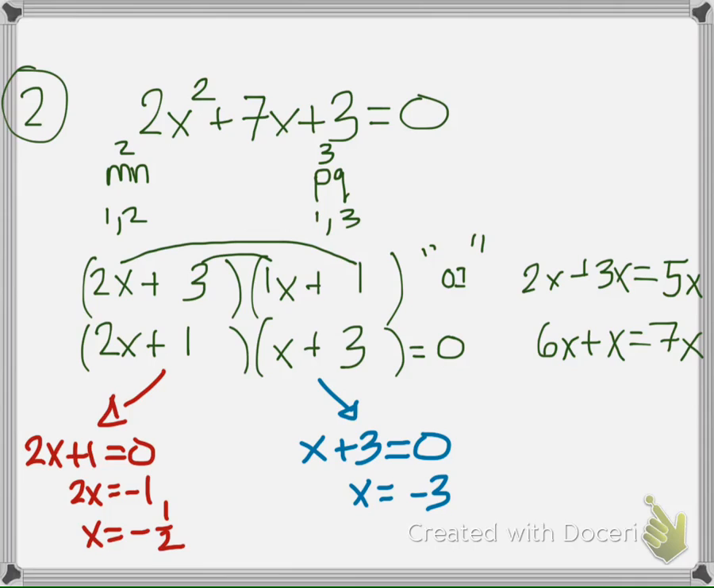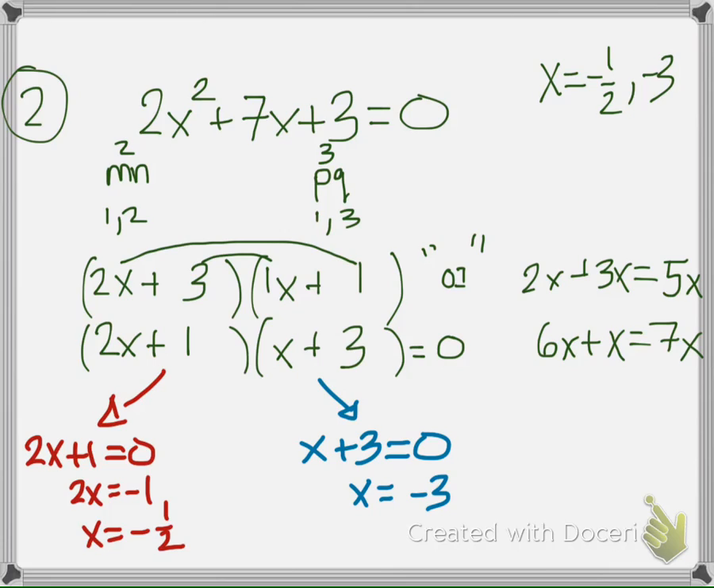So those are our 2 answers. X is equal to negative 1/2, and it's also equal to negative 3. Those are the 2 different answers that will fit. When you plug them in, you will get a 0 for an answer. You could take a moment to try to plug those in, and you can see what you get. Alright, you can pause the video if you want to copy it down. Otherwise, we have one more example for you.